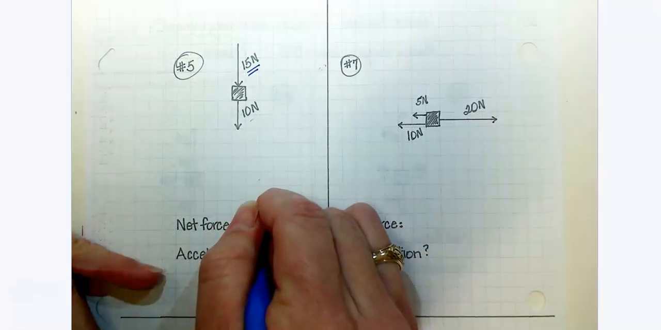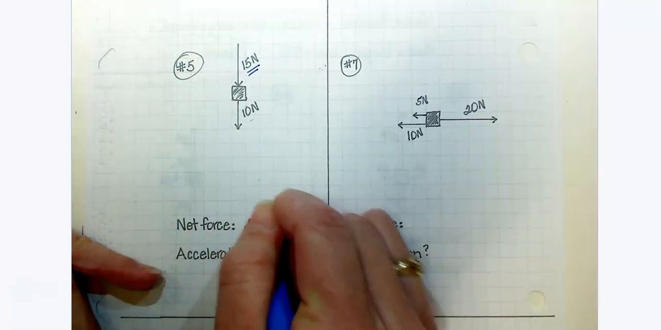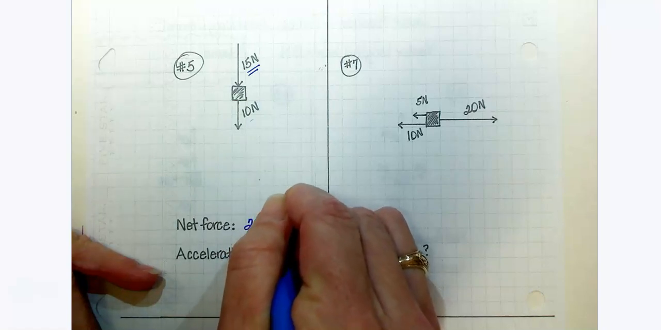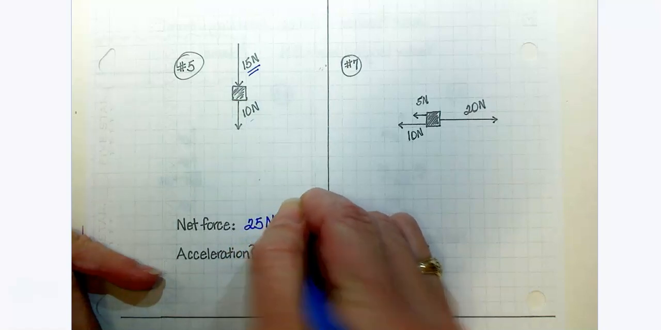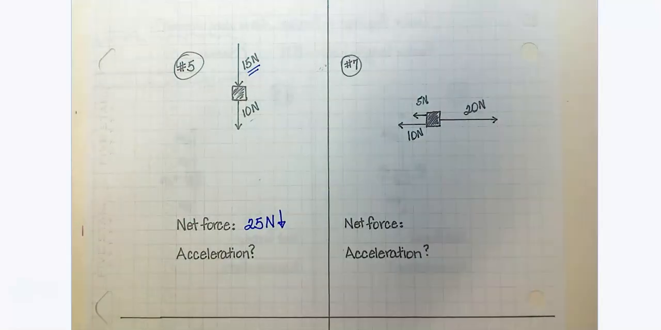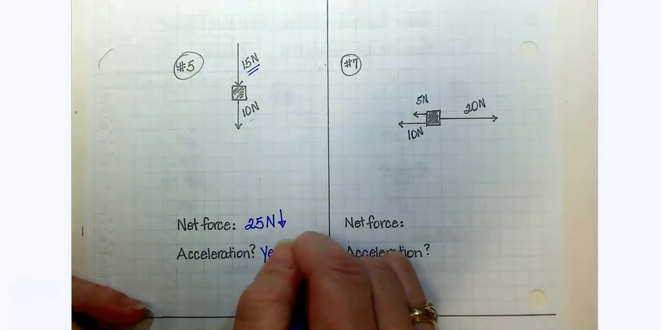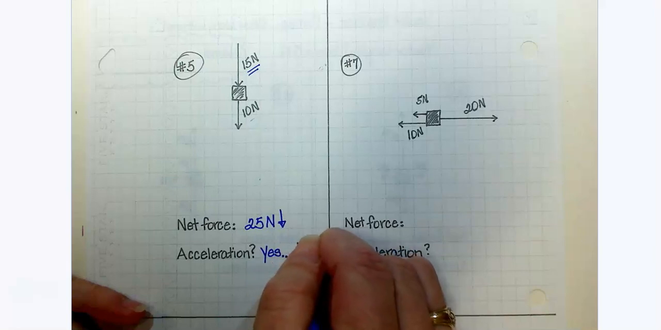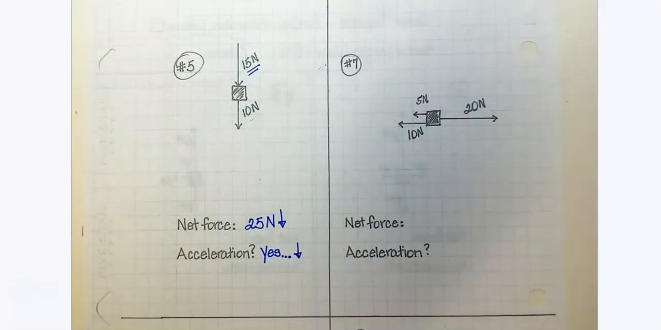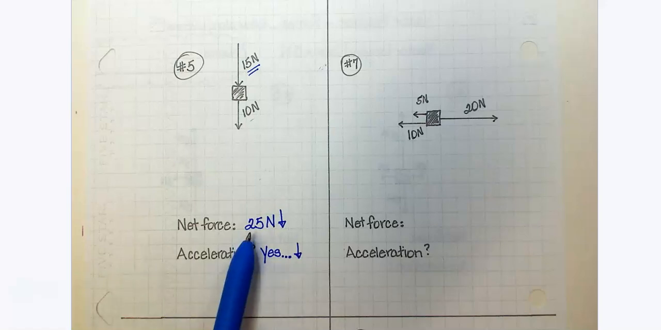And this time I'm going to add them. So 15 newtons down plus 10 newtons down is a total of 25 newtons down. So is there a net force that's not zero? Yes. Therefore, will there be acceleration? Yes. And the acceleration will be oriented down. Okay. Again, if I wanted to know what the acceleration was, I would say net force divided by mass, but unfortunately, I don't have mass. So I can say, yes, it's accelerating, but I just don't know how much.